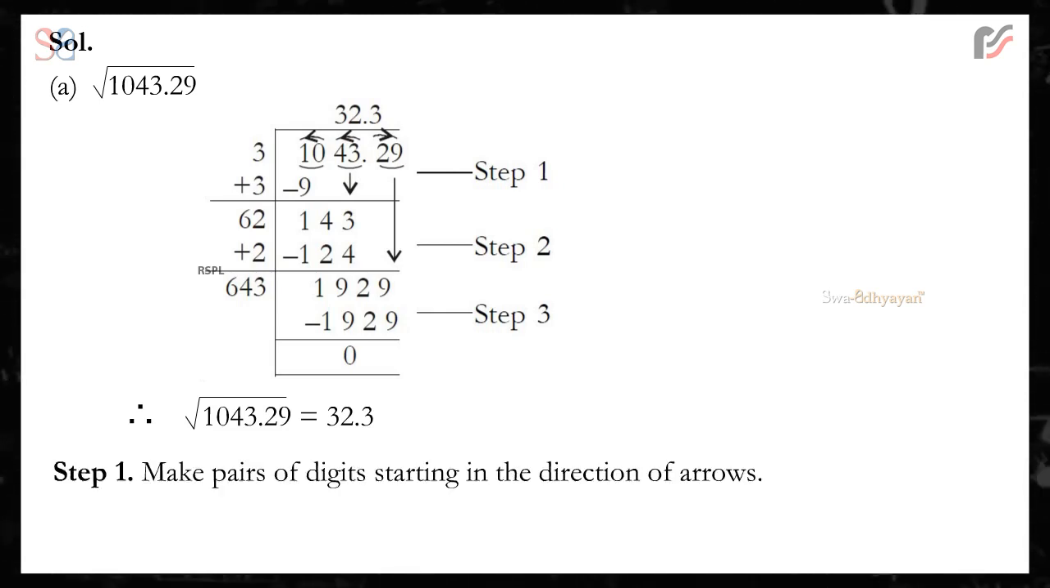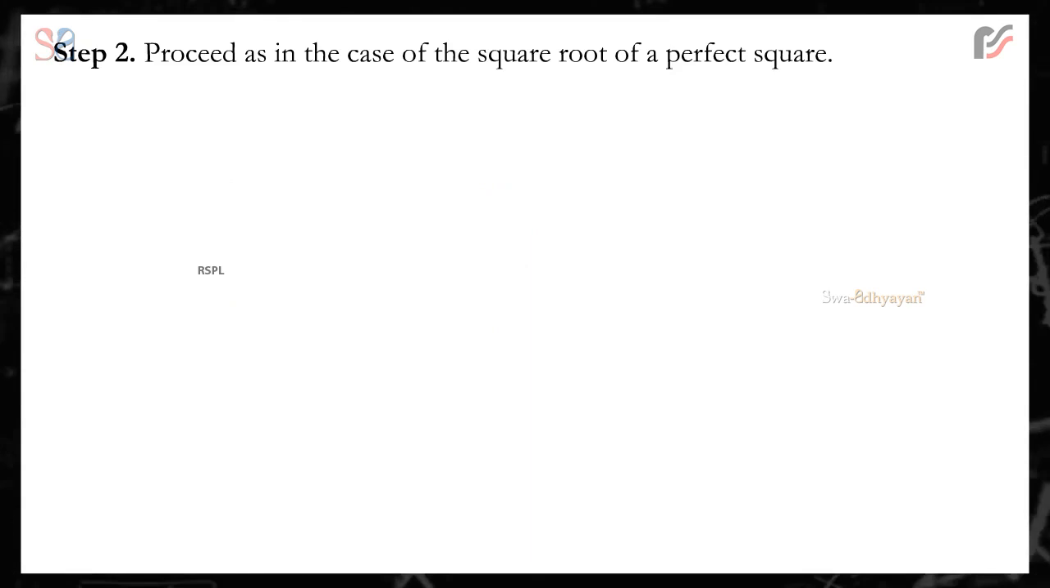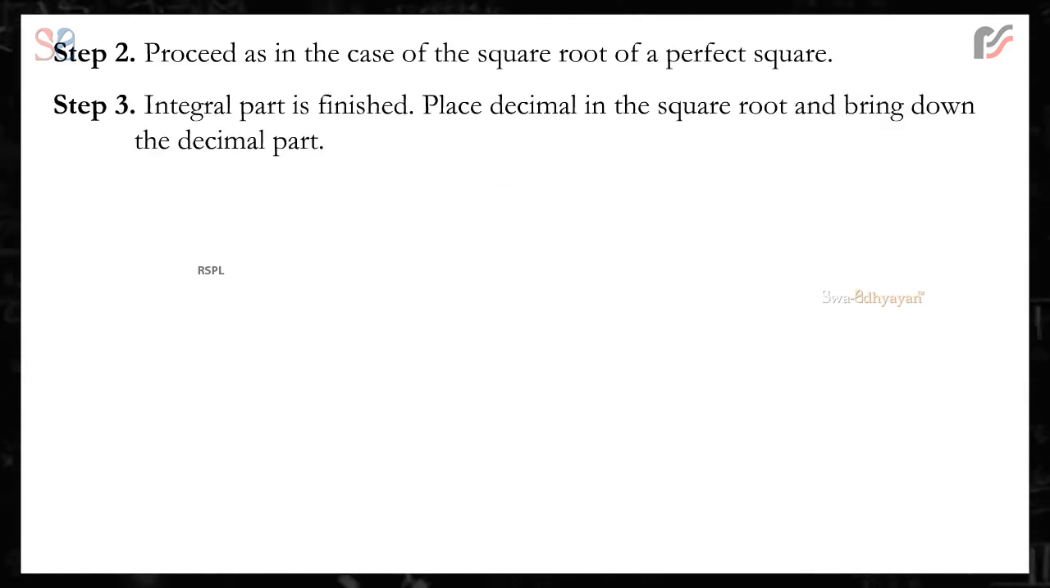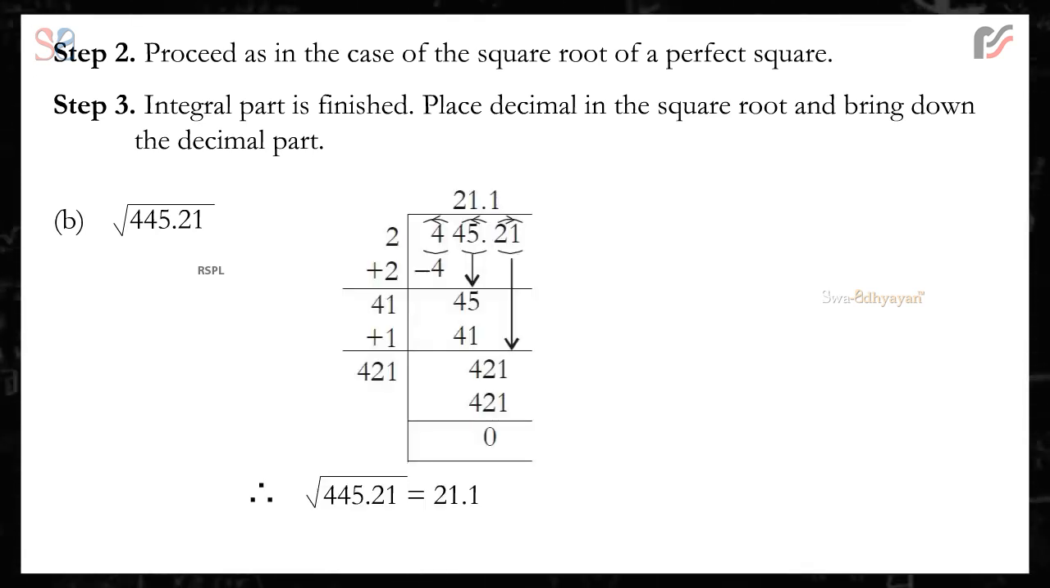Step 1. Make pairs of digits starting in the direction of arrows. Step 2. Proceed as in the case of the square root of a perfect square. Step 3. Integral part is finished. Place decimal in the square root and bring down the decimal part. B. √445.21. This is shown as follows. Therefore, the square root of 445.21 is equal to 21.1.